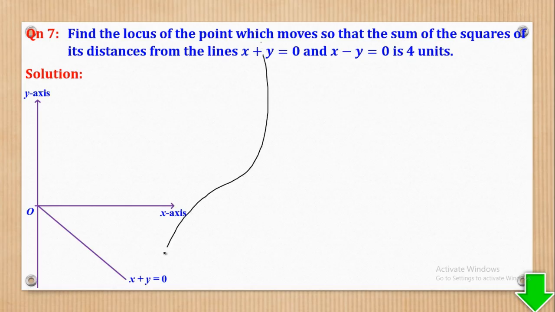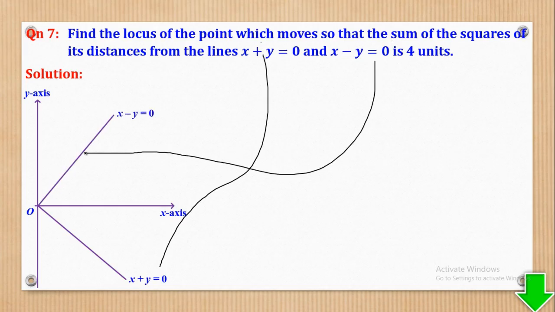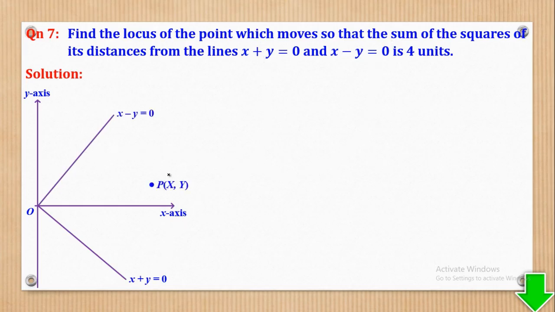One will be this one with a negative gradient, and also this one with a positive gradient, and it passes through the origin. Then we shall put our variable point P somewhere. Now we are using capital letters because these lines are in small letters, so they have to be distinguished. Then I'll get the distance from here to here. Remember, it has to be perpendicular. I think you remember that under coordinate geometry 1. Then from this point to this line, the distance will be that.